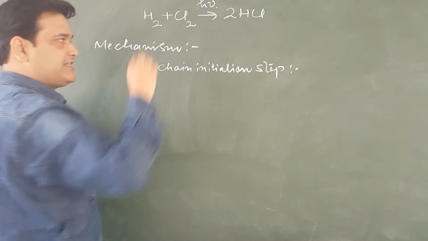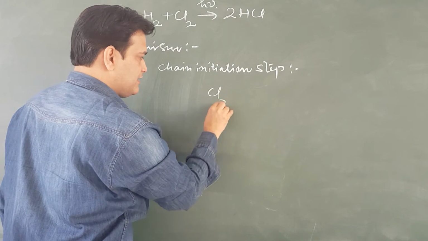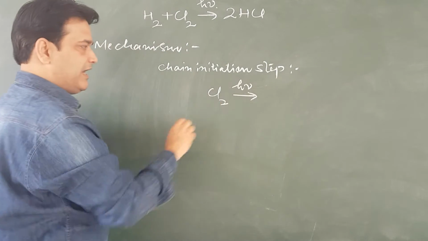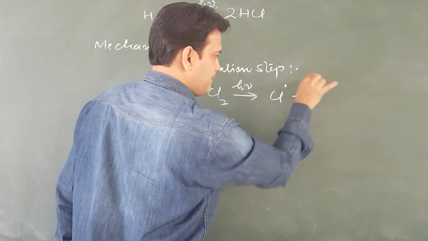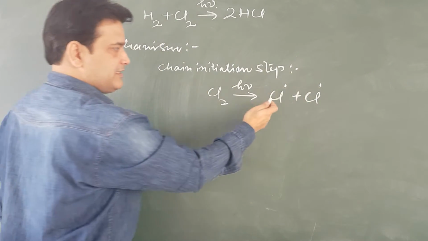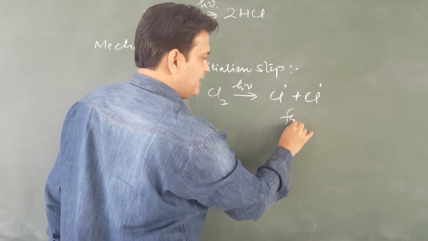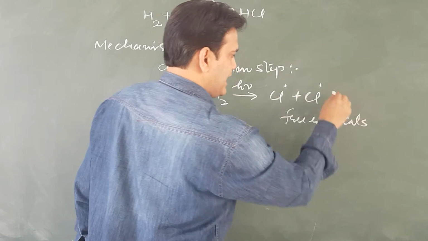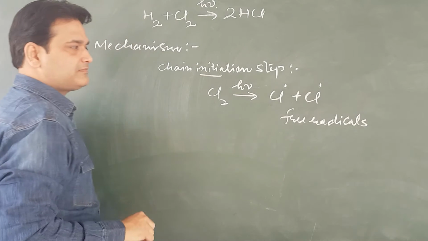Chain initiation step. In this step, Cl2 in the presence of suitable light gets changed into free radicals, Cl dot, Cl dot. They are the free radicals. And this is the chain initiation step.